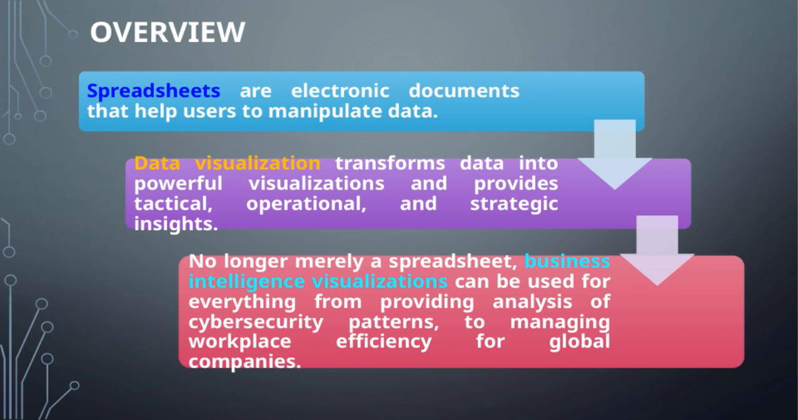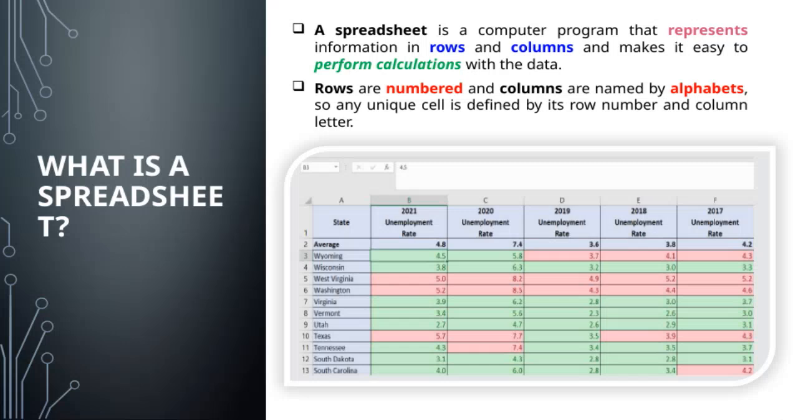A spreadsheet is a computer program that helps us organize information in a very structured way. It displays data in rows and columns, which makes it easy to see and understand. Not only that, but it also allows us to perform calculations directly within the spreadsheet, which saves a lot of time and effort. Now let's talk about how the rows and columns are labeled.